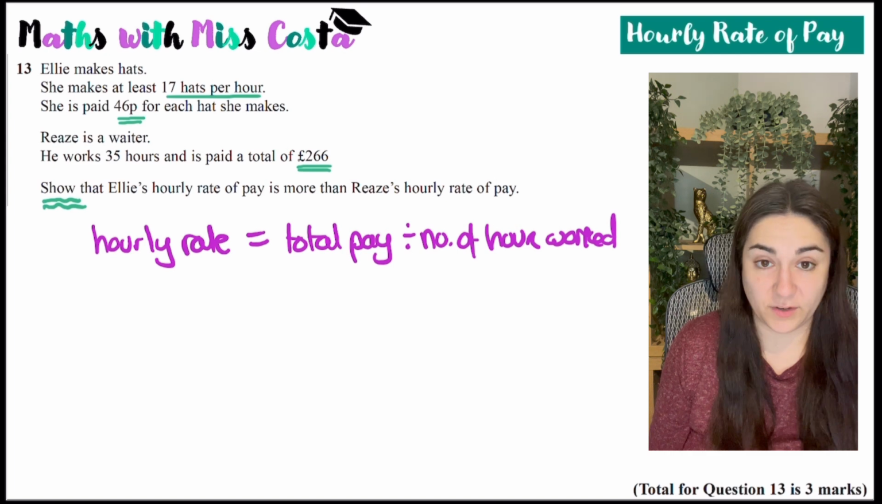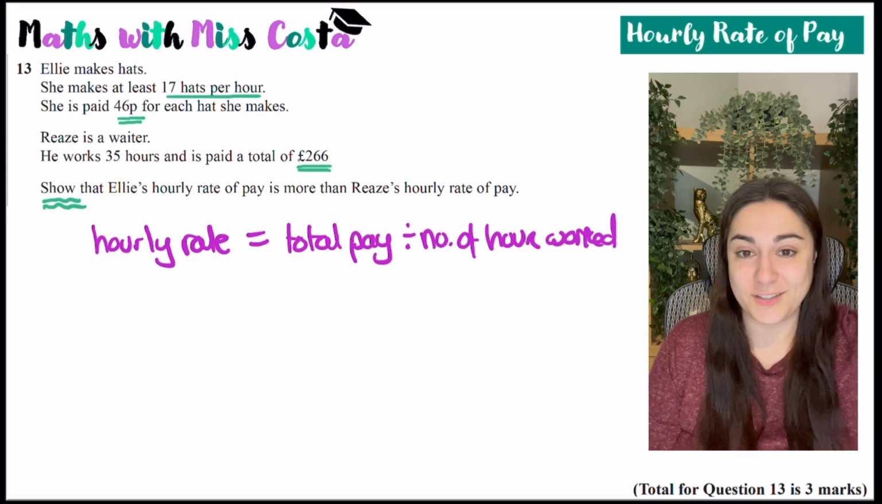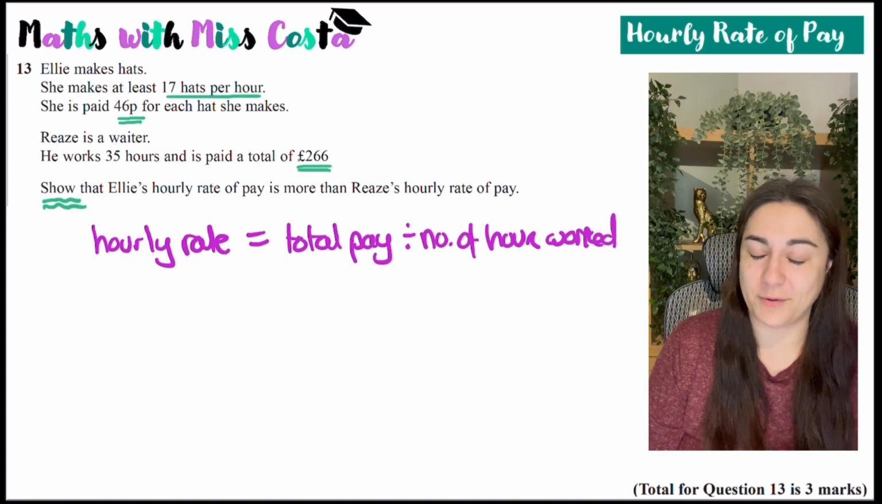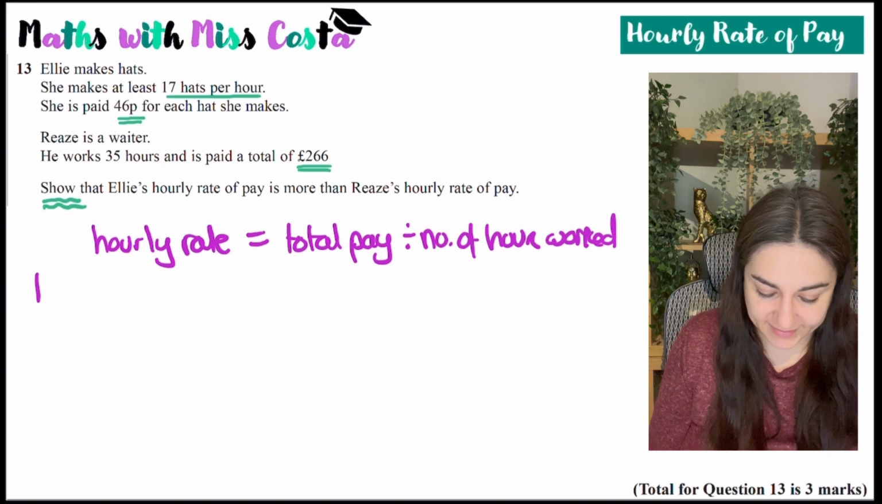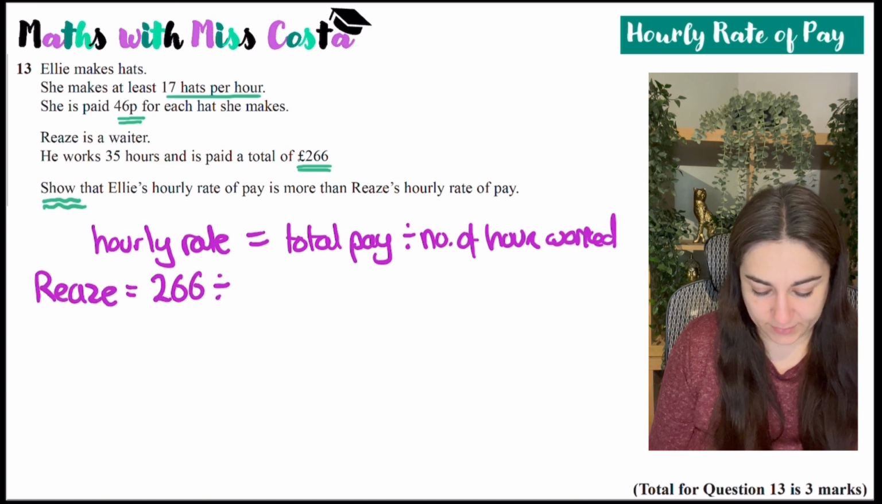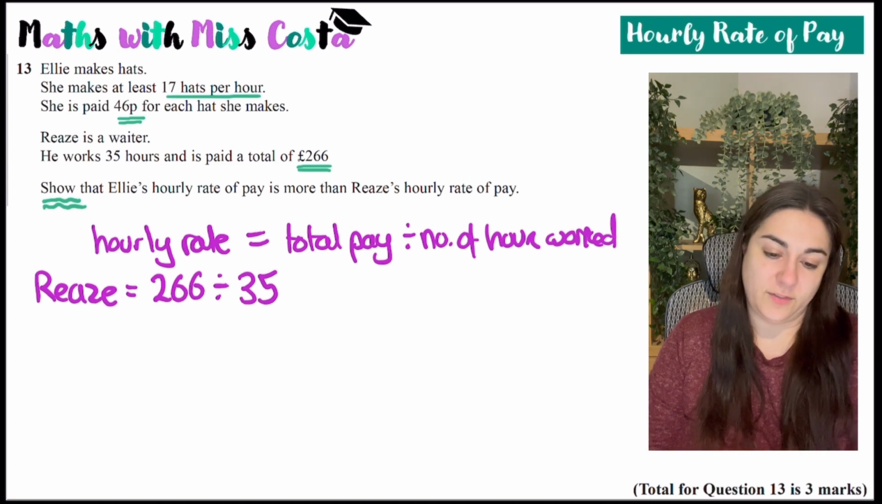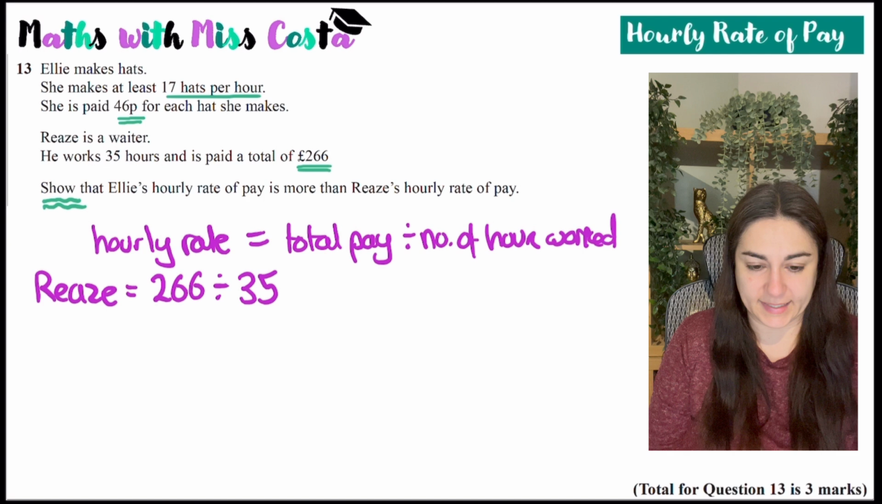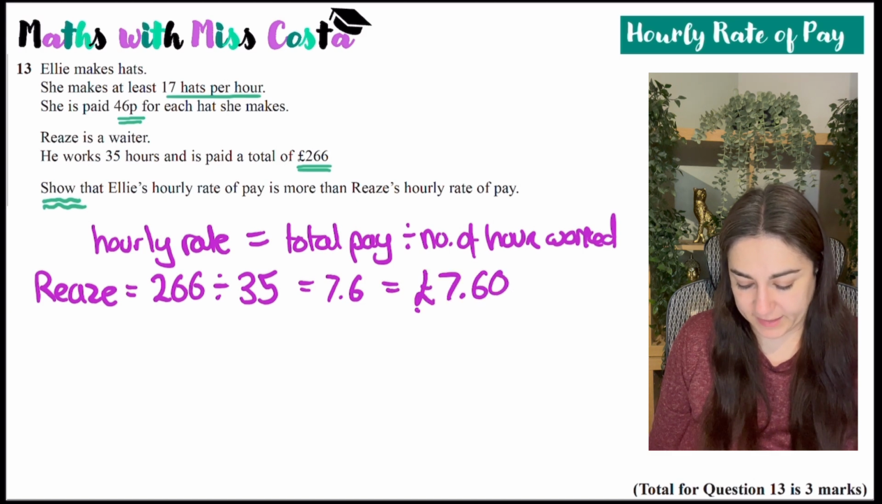So that's how, when you first start having a job, you can work out what your total pay is, divided by how many hours you work, and that will tell you how much you get paid per hour. So Riaz's rate of pay is going to be 266, which is his total, divided by 35. And 266 divided by 35 gives me 7.6. So if I turn it back into money, it's £7.60.